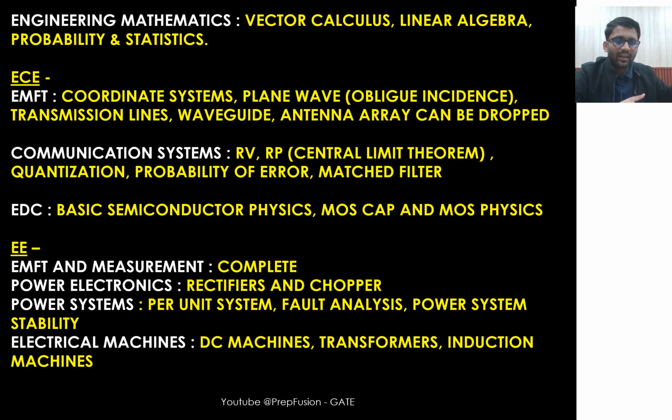If you are not comfortable with antenna array, complexity will increase once you reach antenna array. So if you are not comfortable with that, then you can drop it, but at least cover the antenna theory part. And transmission line and waveguide are both equally very important, and 3 questions would be coming from transmission line plus waveguide combined. This is what I think.